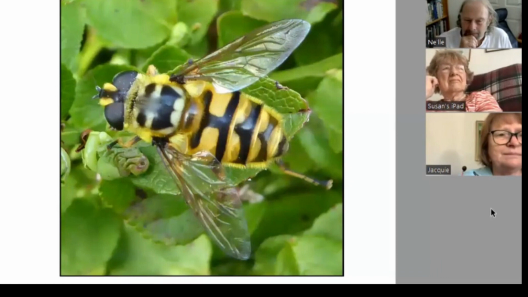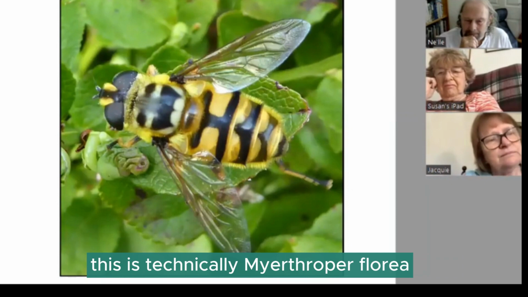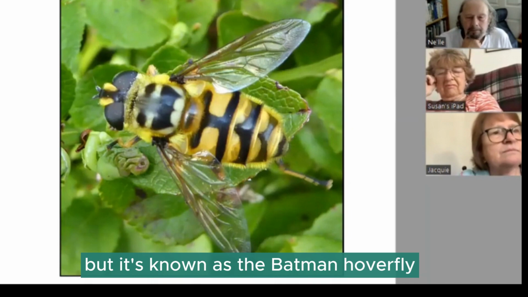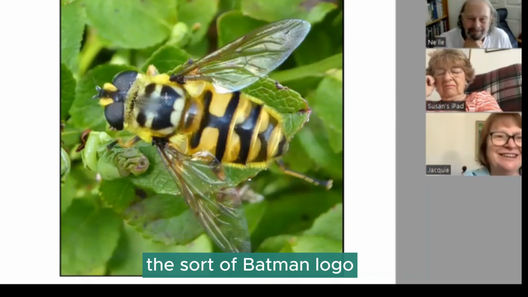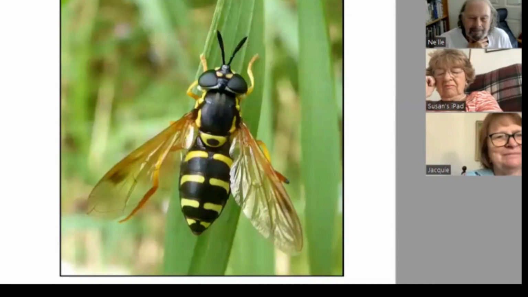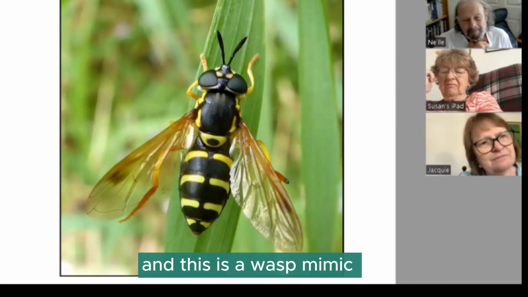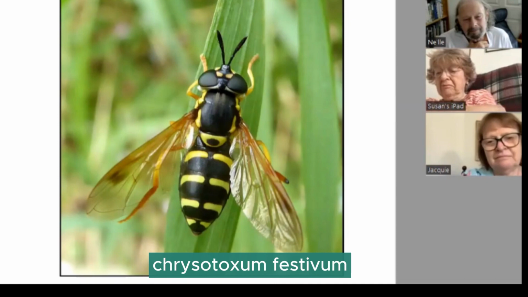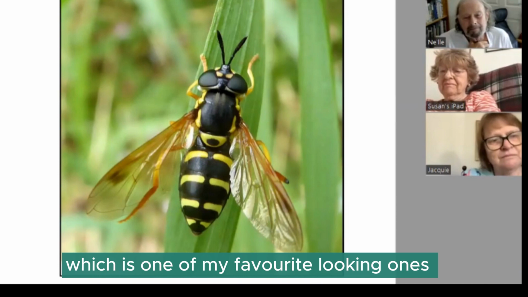This one is one of the other few ones with a common name. This is technically Myathropa florea, but it's known as the Batman hoverfly. If you look at the thorax, you can see the sort of Batman logo. I don't know if that's where they nicked it from, but it's very convincing. And this is a wasp mimic. Which one is this? Chrysotoxum festivum, which is one of my favourite looking ones. You can quite often see these buzzing around low in the undergrowth.